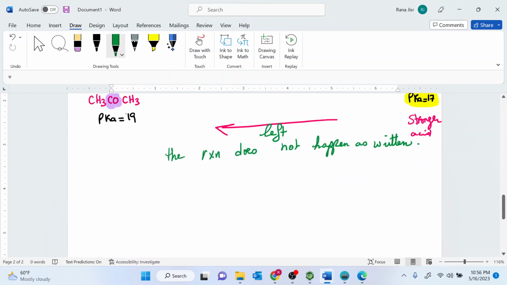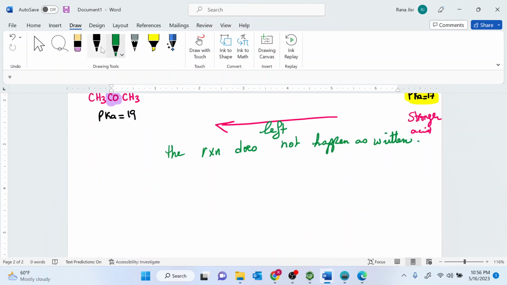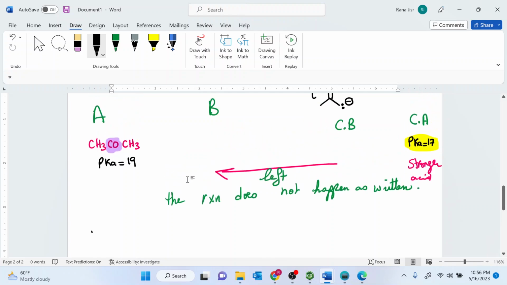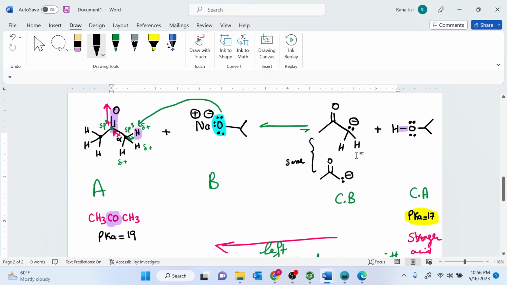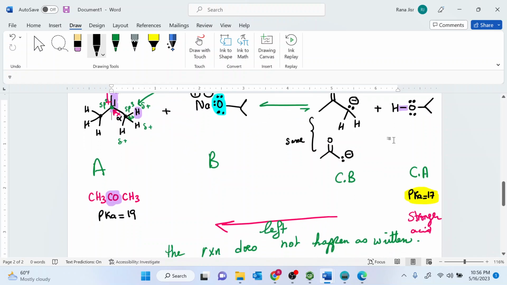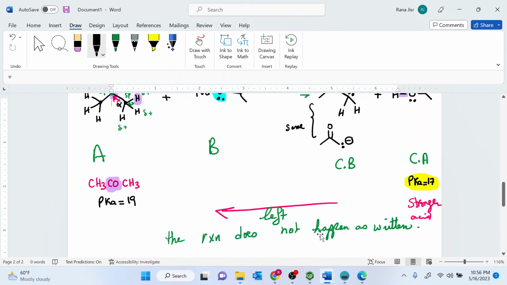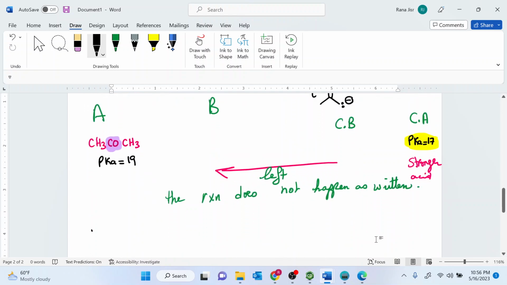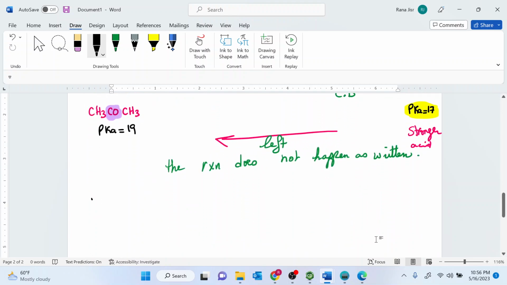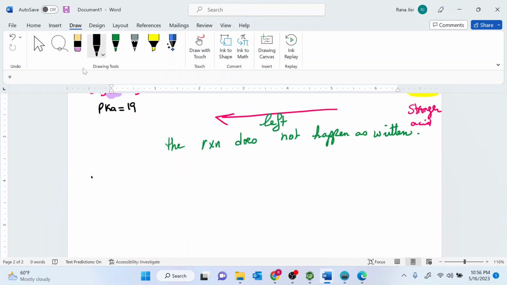Another example is if I have a triple bond. Or one more thing, if the reaction doesn't happen as written, this means that you need to reverse the reaction. This means that the products need to be reactants and the reactants need to be products for this reaction to happen. But all you need to state is that the reaction does not happen as written because the direction of equilibrium goes to the left.